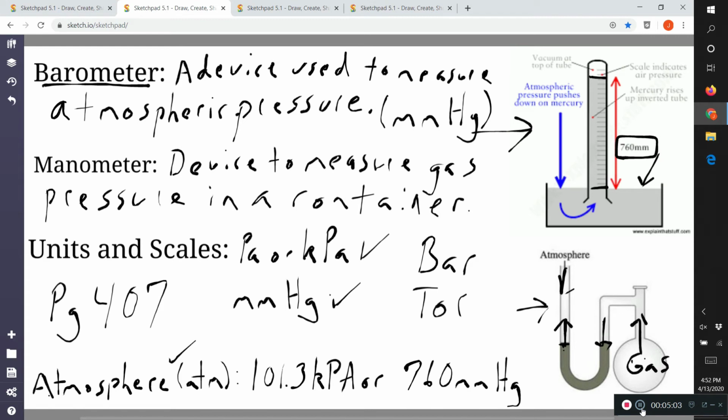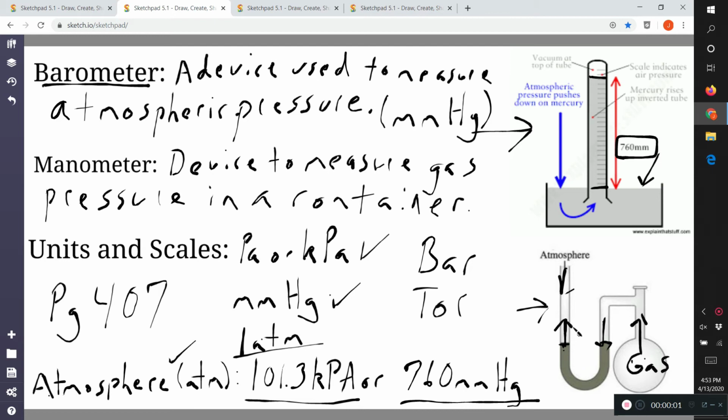One of the important things we have to understand is that there's a standard pressure number that we use. The standard pressure number we use is 1 atmosphere, or 101.3 kilopascal, or 760 millimeters of mercury. All three of those are equivalent, just like 32 degrees Fahrenheit and 0 degrees Celsius are equivalent. And so any of those can be interchanged, and they're what we call standard pressure.